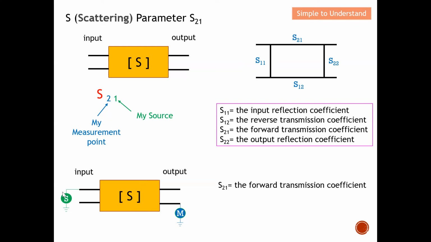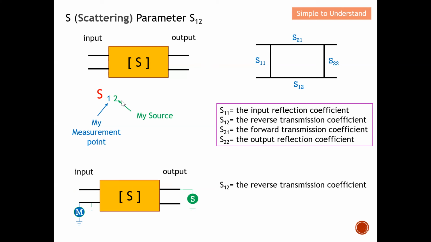For example, over here, earlier on I mentioned this is 5 volt. For example, I have about 4 volt over here. So I effectively measure how much is the forward transmission, how much power is able to transmit from the input to the output. So therefore, S21 is called the forward transmission coefficient, which means that this number will tell me roughly how much power will be able to transfer from the input to the output. So this is S21.